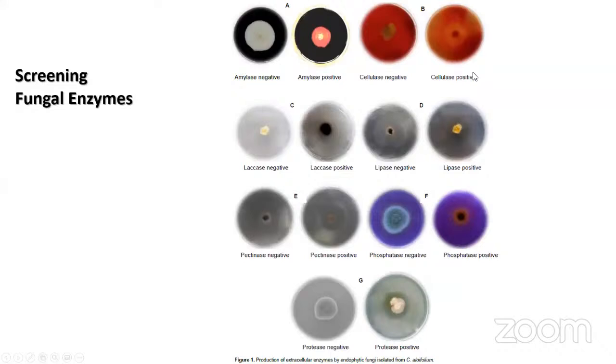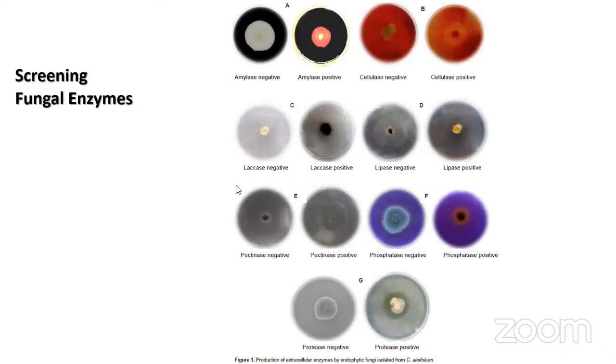Now here, we have many different kinds of media in which we can screen the microorganisms selectively. Selectively means that we are using a material wherein the organism which is producing the enzyme of your particular interest is picked up, and it can be seen as a very distinct characteristic of that organism on a plate from where you can pick it up.